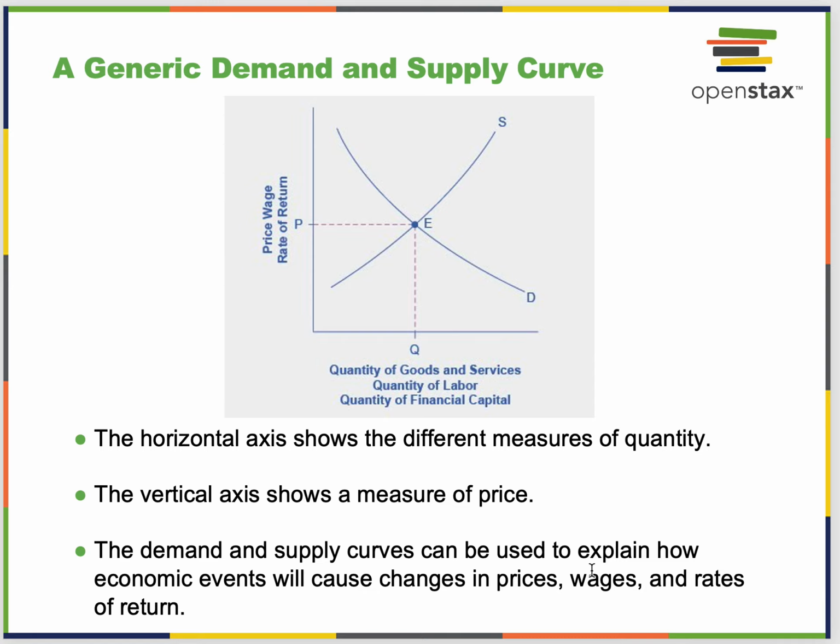So a generic demand and supply curve. We've talked about this. Quantity is always here. Price is always here. We have a supply curve and a demand curve for whatever it is. Quantity of goods and services, that's what we covered first. But then we also could look at quantity of labor and quantity of financial capital. And that changes the nature of who's demanding and who's supplying. So you have the price, if it's a good or service. You have the wage or labor rate for the quantity of labor. And you have the rate of return or the interest rate on the quantity of financial capital.